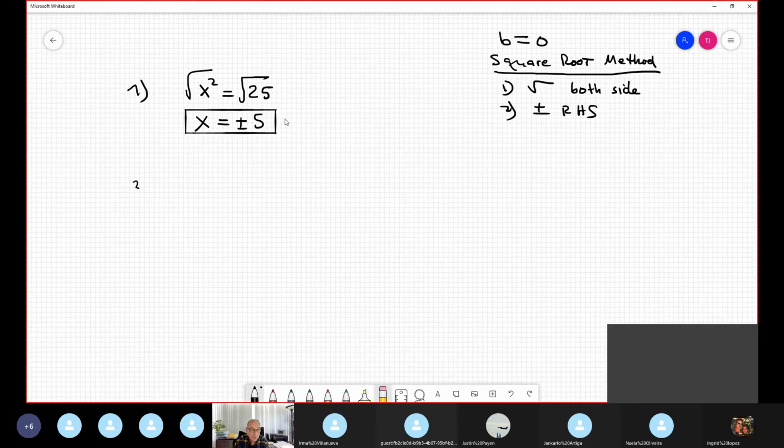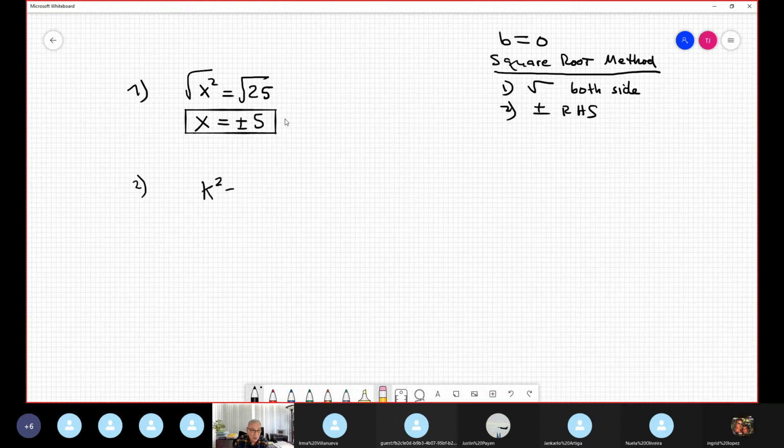Number 2 is exactly the same. k squared equals 11. Apply the square root to both sides. k alone is equal to plus or minus square root of 11. That's it. No simplification more.